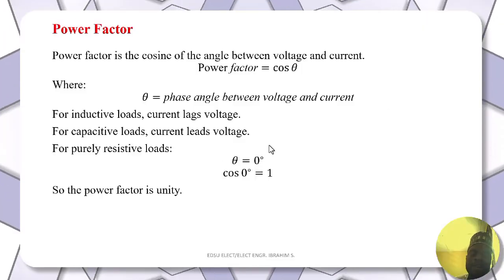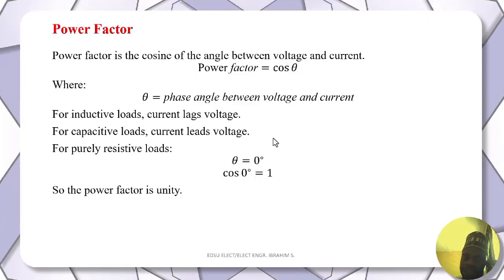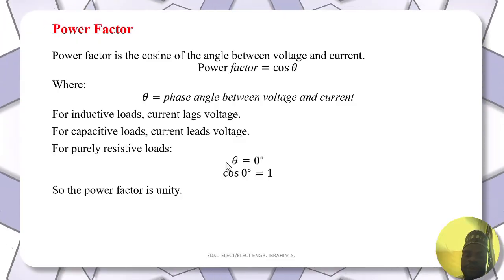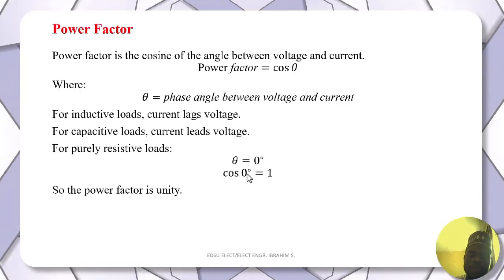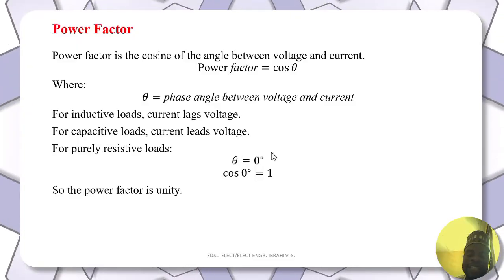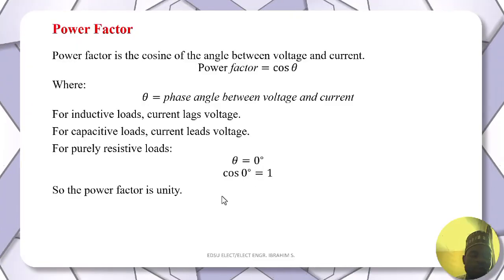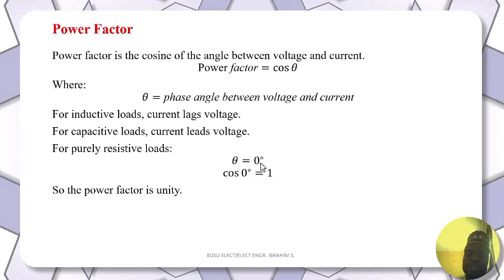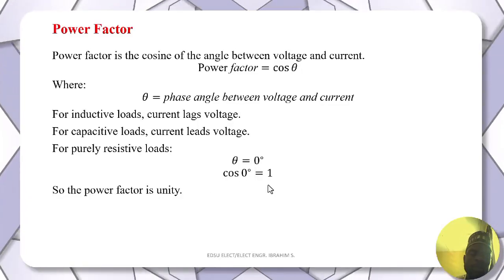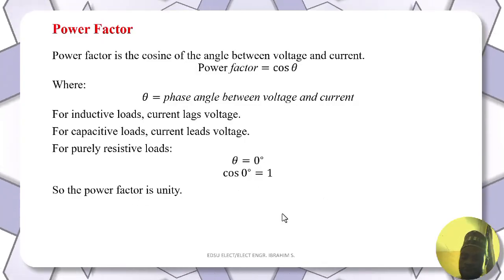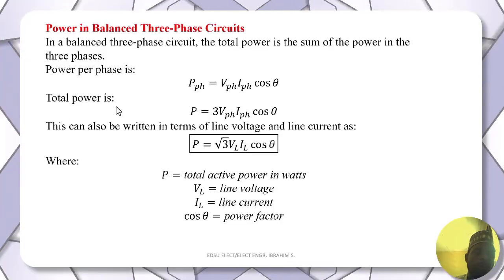Now, power factor ranges from 0 to 1. When your theta is 0, then cos theta, the power factor, will be 1. But when your theta is 90, then the power factor will be 0. And normally, most power factors are between 0 and 1. Whenever you have 1, it means the power factor is unity. We call it unity power factor.